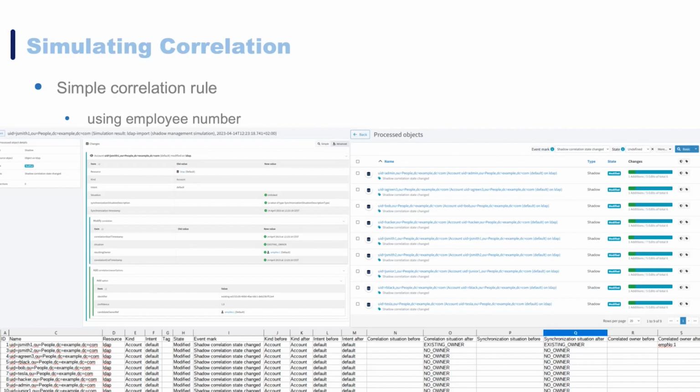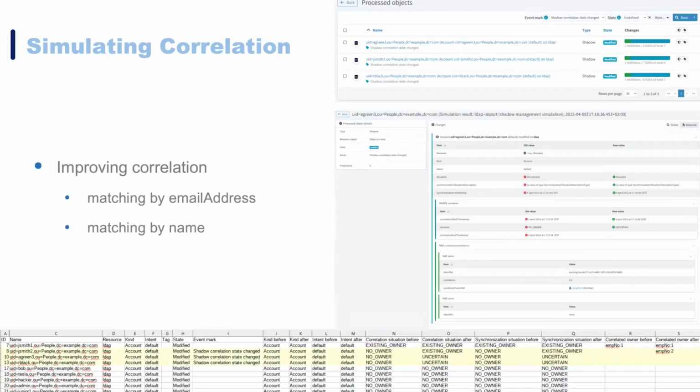So you can open a simulation result and make an analysis of those orphaned accounts. You might find out that the correlation rule can be improved. For example, if you add a rule for matching users based on email address and name, you will be able to correlate more accounts. So you do it and you run the simulation again. Now you can see that some of the orphan accounts have the owner and can be matched with existing users in MidPoint.